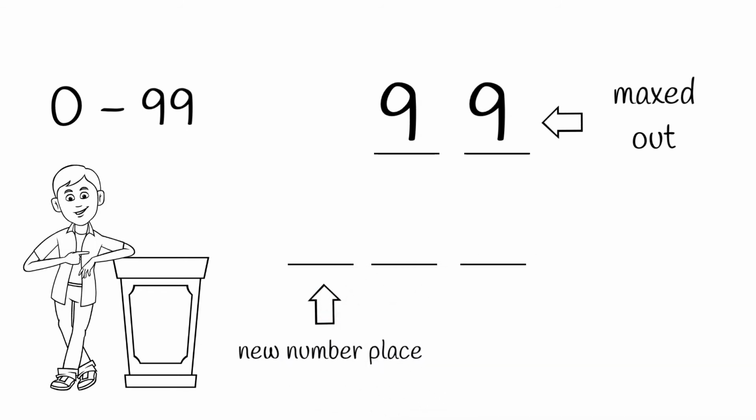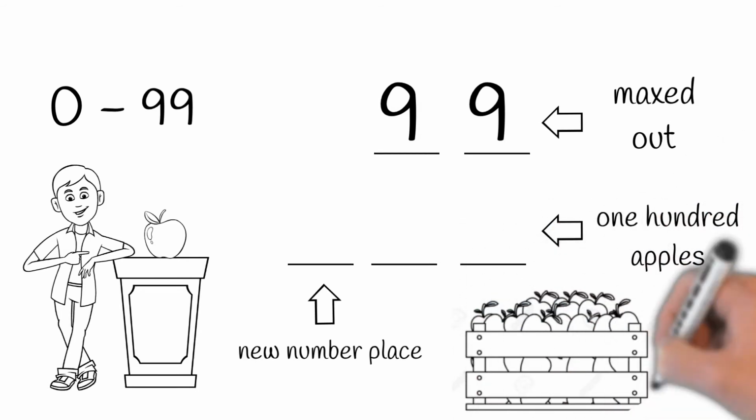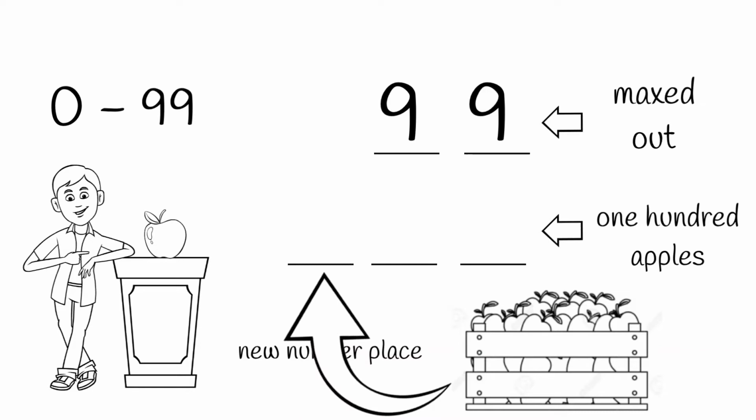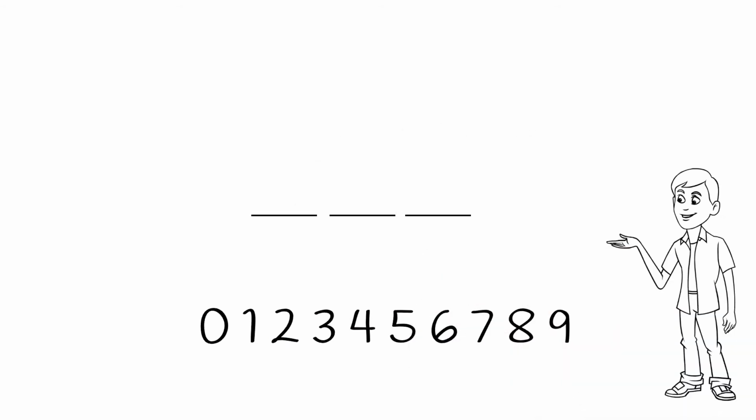If we've picked 99 apples and then picked just one more, we'll have exactly 100 apples. And if we make a group from those 100 apples, we can use this new number place to count how many groups of 100 we've picked. That means that we can reuse the same 10 digits again in this new number place to count how many groups of 100 we have, and it's called the hundreds place because we use it to count groups of 100.